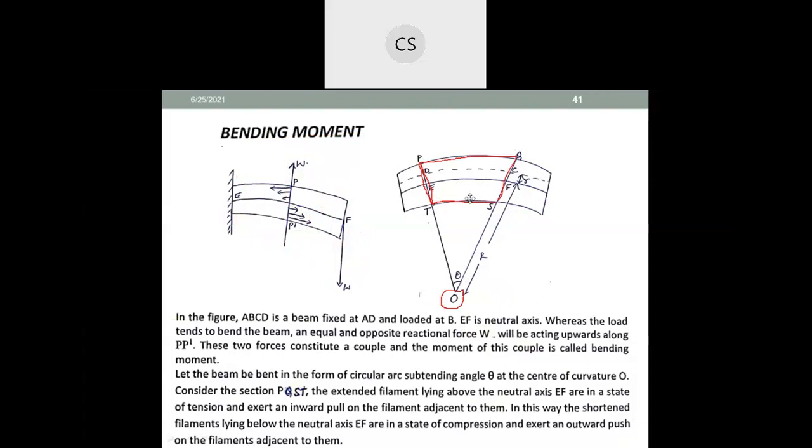So that means above and below, they are giving a tension to layer EF, the neutral axis. Even though it is not undergoing an extension or compression, still it is under the pull.